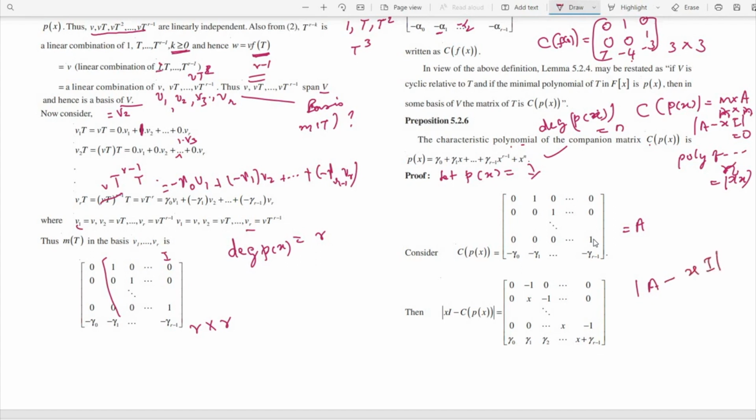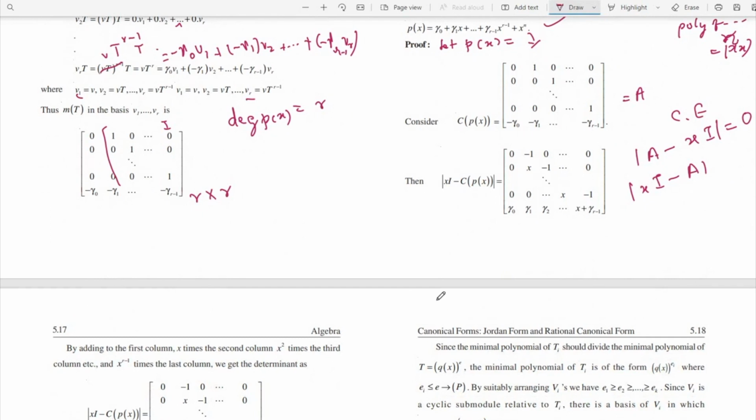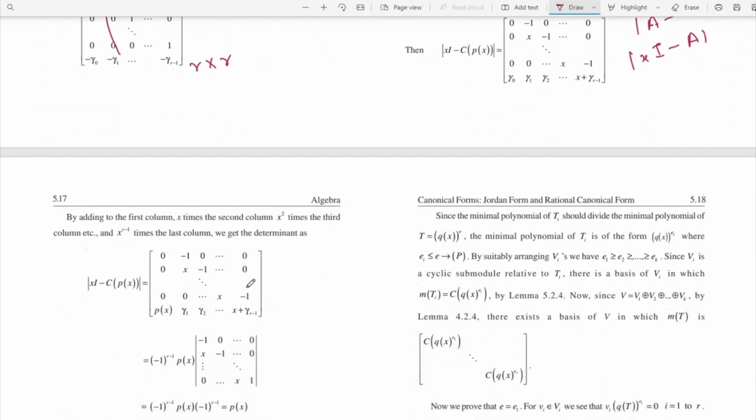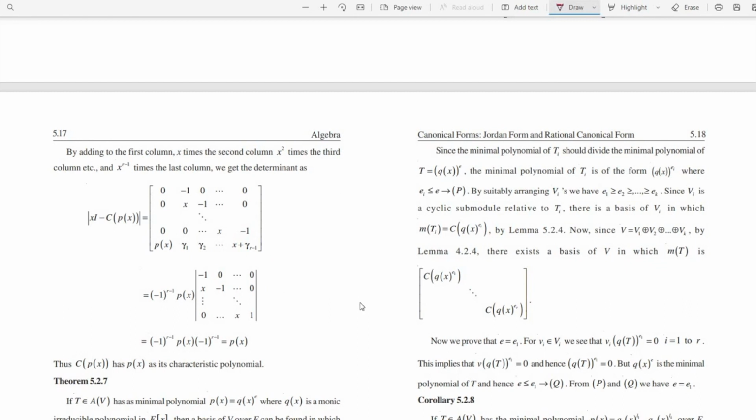So this will give the characteristic polynomial, whether you consider determinant A minus xI equal to 0. When we put the characteristic equation, you get this. So we consider here determinant xI minus A, where A is nothing but this. This is what we get. Now we are going to use the elementary properties of determinants to further simplify this. So what are the properties that we use? We are going to add to the first column x times the second column, x squared times the third column, etc. So we are adding this.